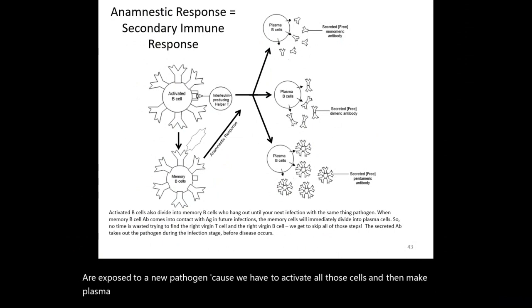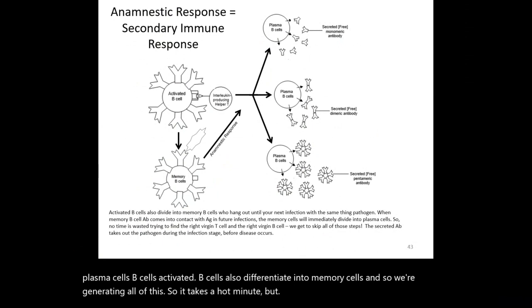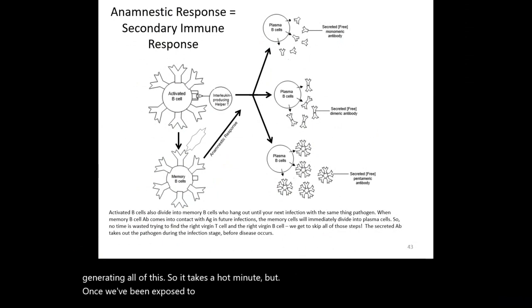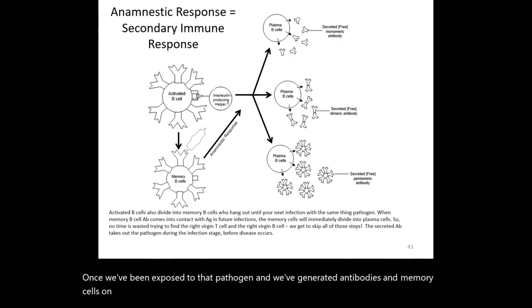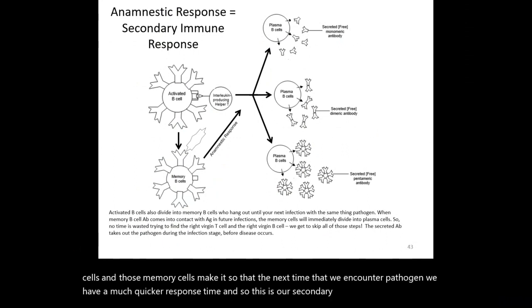Okay, so we have to activate all those cells and then make plasma cells. Activated B cells also differentiate into memory cells. And so we're generating all of this, so it takes a hot minute. But once we've been exposed to that pathogen and we've generated antibodies and memory cells, those memory cells make it so that the next time that we encounter a pathogen, we have a much quicker response time. And so this is our secondary immune response.